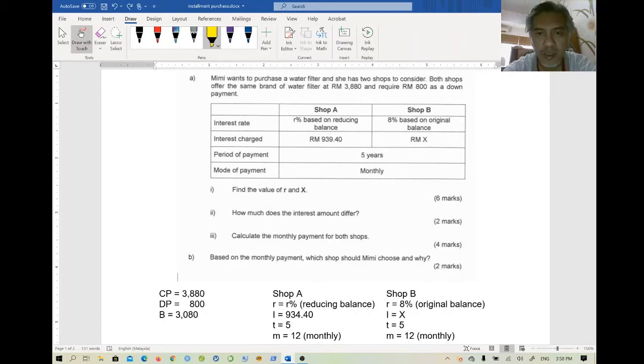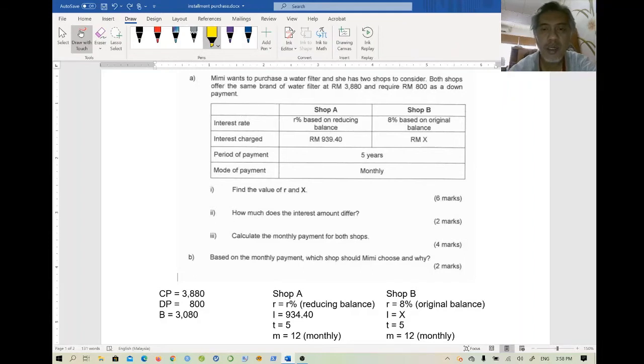If you are doing the interest calculation based on the original balance, then you have to go back to unit 2, that is simple interest, because the calculation of the interest is based on the simple interest formula. Kalau pengiraan interest tu berdasarkan kaedah baki asas, kita akan balik pada tajuk simple interest, di mana pengiraan interest adalah berdasarkan formula simple interest.